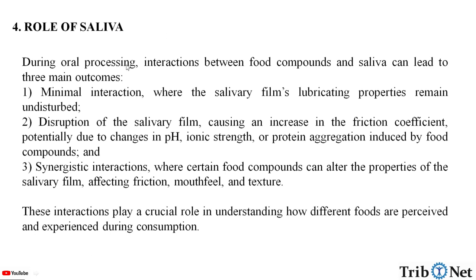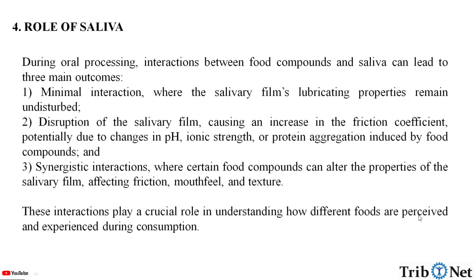What is the role of saliva in oral tribology? During oral processing, interactions between food compounds and saliva can lead to three main outcomes: minimal interaction, where the salivary film's lubricating properties remain undisturbed; disruption of the salivary film causing an increase in the friction coefficient, potentially due to changes in the pH, ionic strength, or the protein aggregation induced by food compounds; and synergistic interactions, where certain food compounds can alter the properties of the salivary film, affecting the friction, mouthfeel, and the texture.